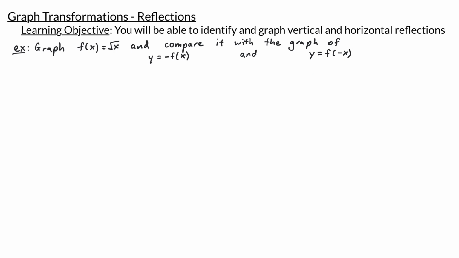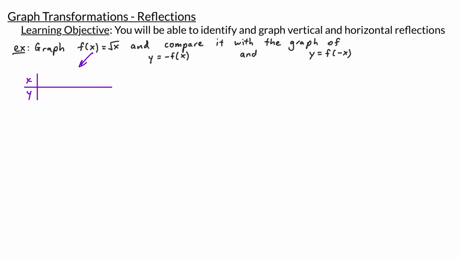Let's take a look with our example here. Unlike our previous videos, this time we're going to be working with the function f of x equals square root of x. We'll start by graphing this function, then we'll want to compare it with the graphs of y equals negative f of x and y equals f of negative x. Let's start by making a table of values for our original function.